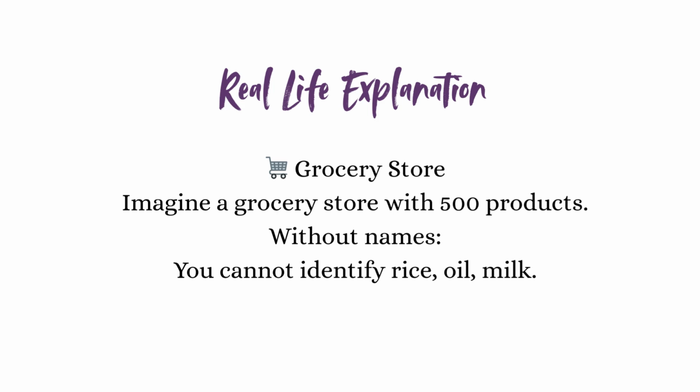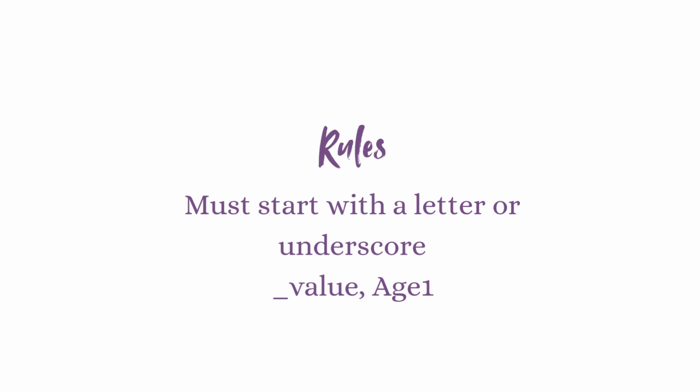So now let us know what the rules for identifiers are. There are multiple rules. They must start with a letter or an underscore. If you can see there, underscore value, age1. So the identifier must start with a letter or an underscore.